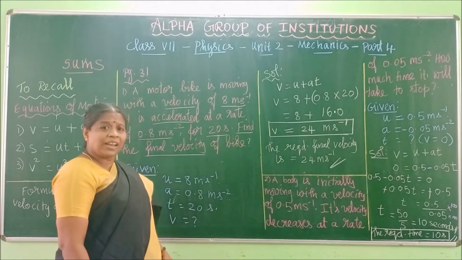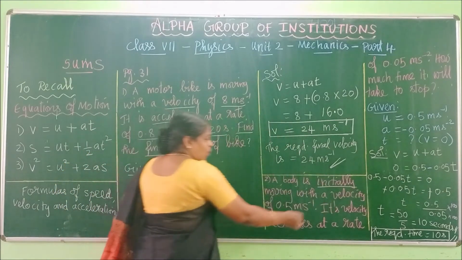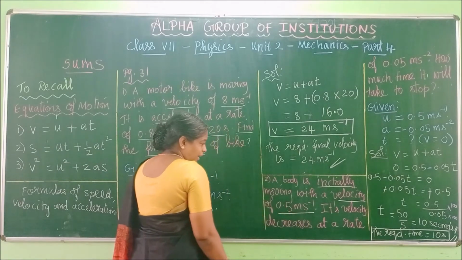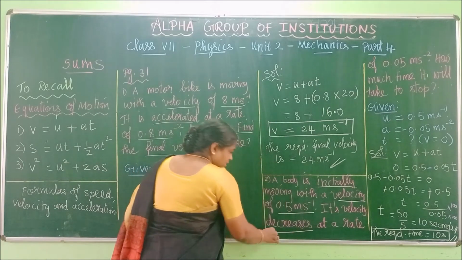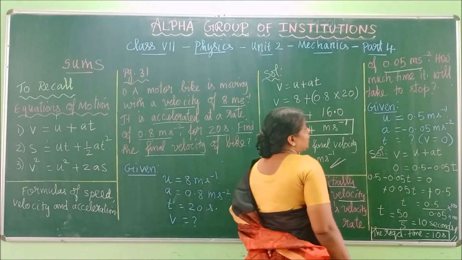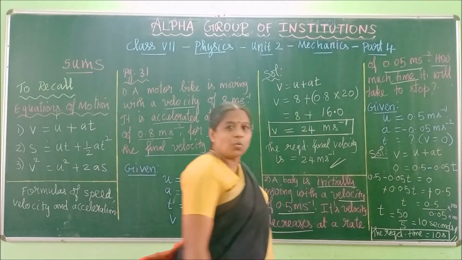First, let us underline. Initially, velocity 0.5 meter per second. Velocity decreases at a rate of 0.05. How much time? So our underlining is over with this.